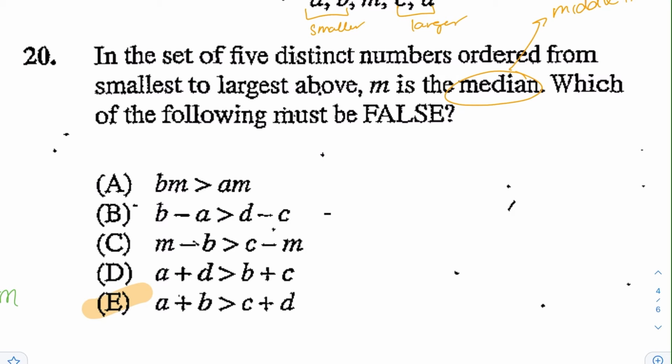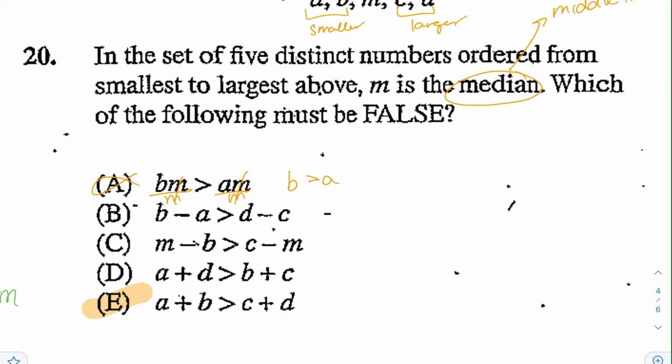So choice A says B times M is greater than A times M. Well, from this inequality, you can divide both sides by M, which is just a number, and that means that B is greater than A. And here, B is greater than A because B is to the right of A. So A is wrong because it's always true.